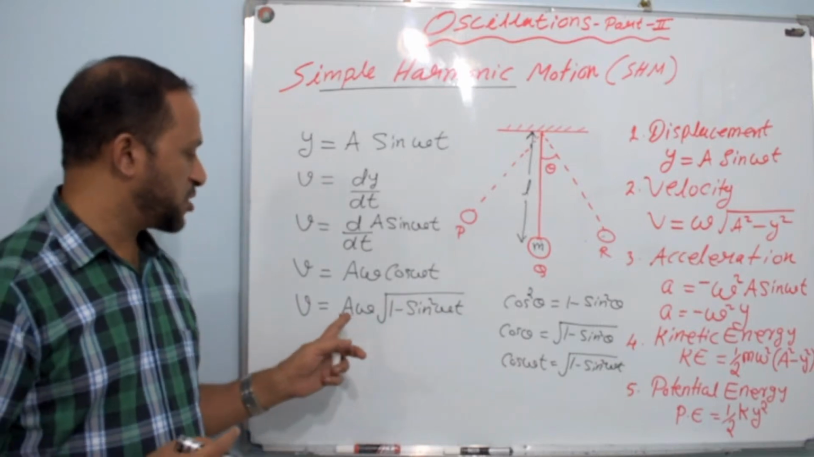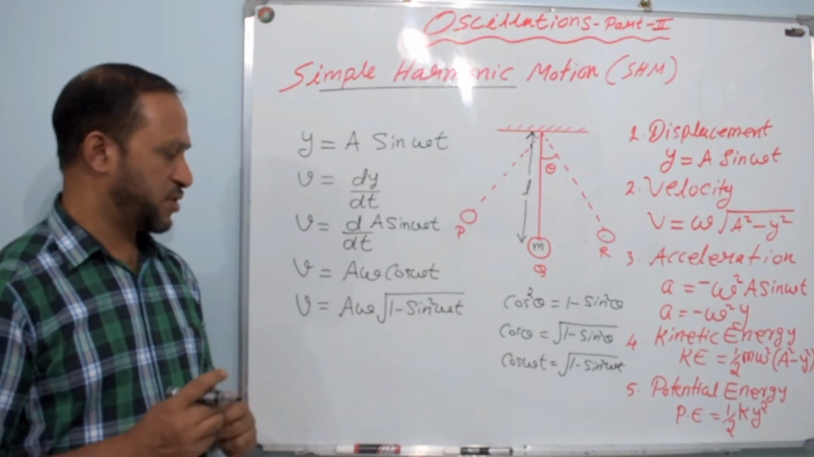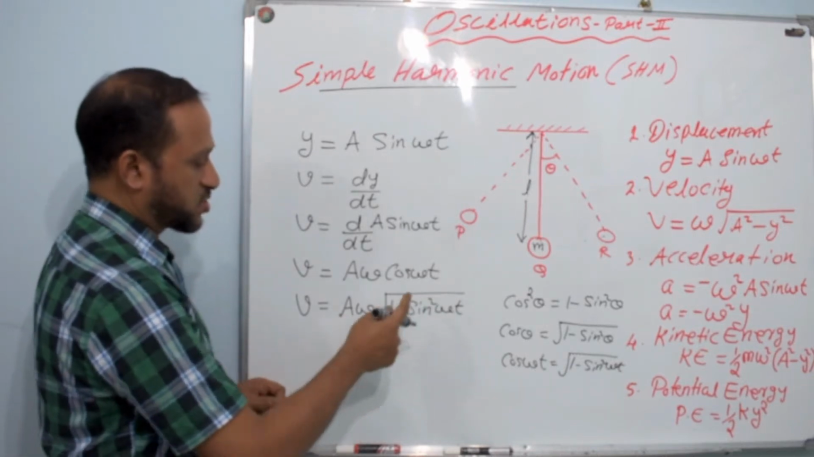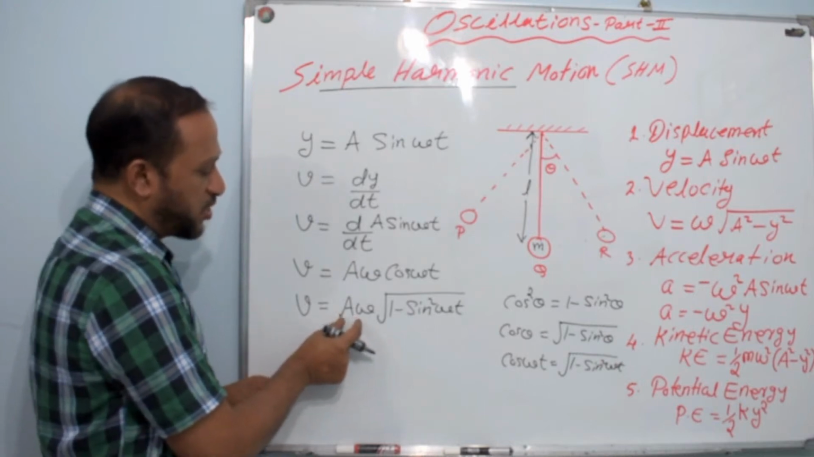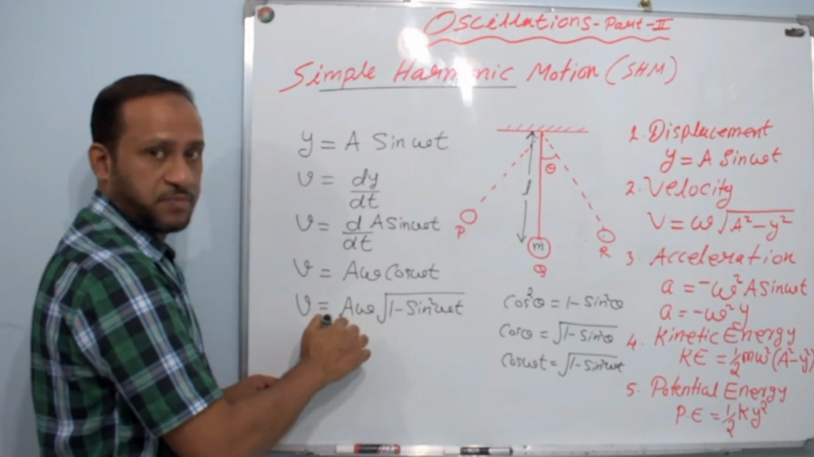Okay, so the equation becomes a omega into under root 1 minus sine square omega t. Now what I am doing, I am multiplying this a inside the square root. So when we take this a into the square root, it should become a square. Then only outside the square root becomes a.